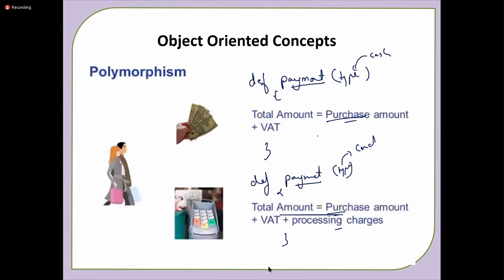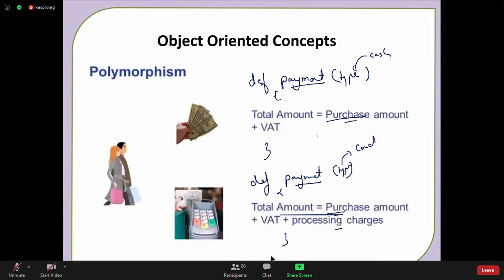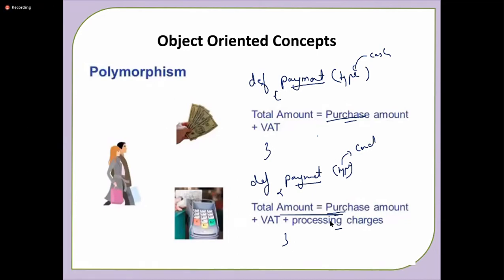So basically what is meant by abstraction? Abstraction is that details will be hidden from the user. That is basically called abstraction, because the user doesn't know what the implementation for these methods is. All of these will be hidden from the user.